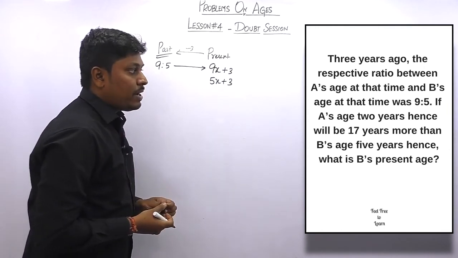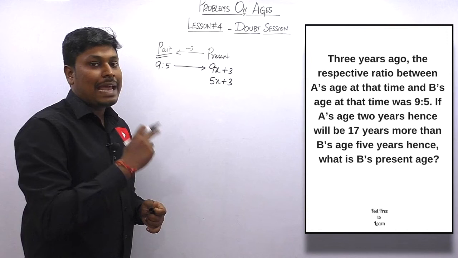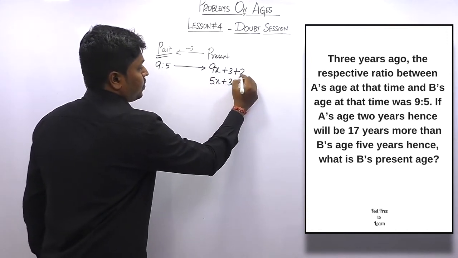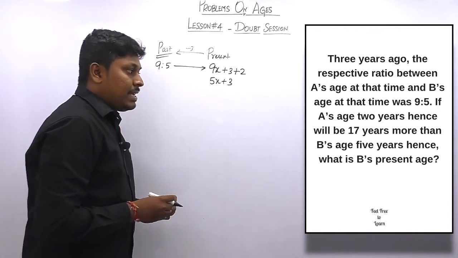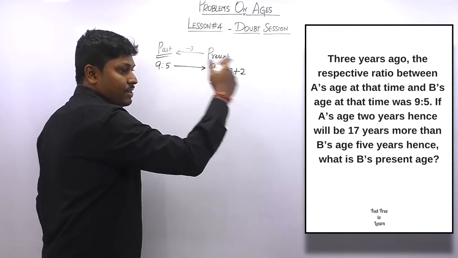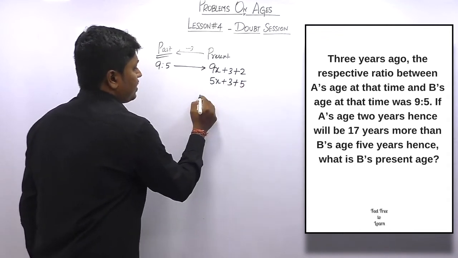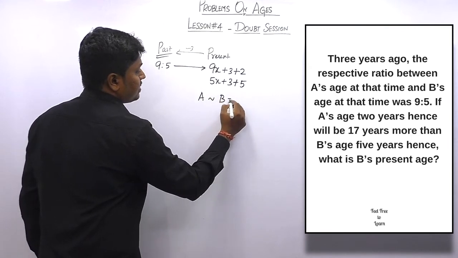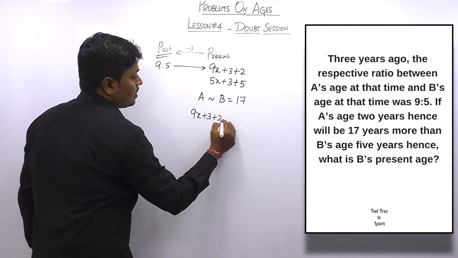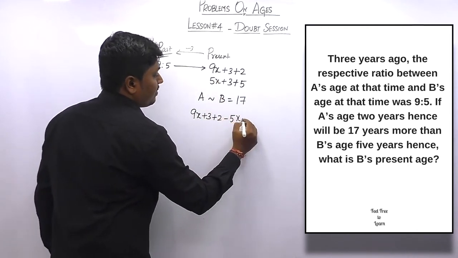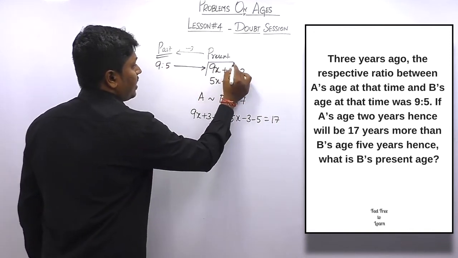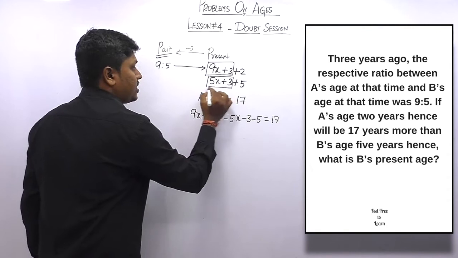Okay, next point, A's age 2 years hence, which means after 2 years, so add 2 years to A's age. It is 17 years more than B's age 5 years hence, that is after 5 years, so add 5 years. The meaning is A's age minus B's age is 17. So A's age will be 9x plus 3 plus 2, minus B's age 5x plus 3 plus 5, is equal to 17.